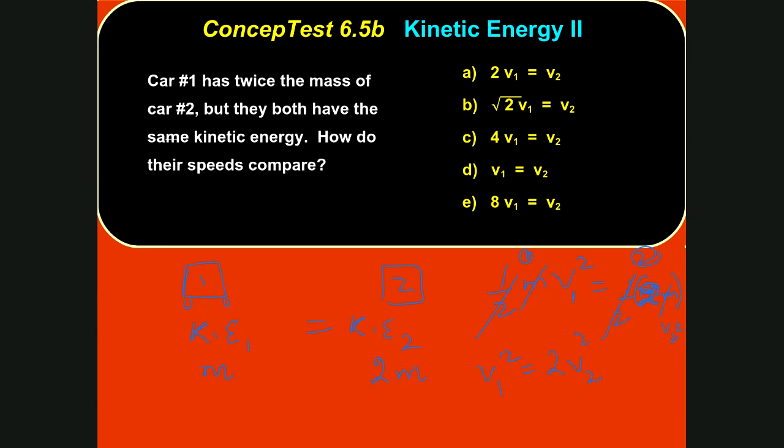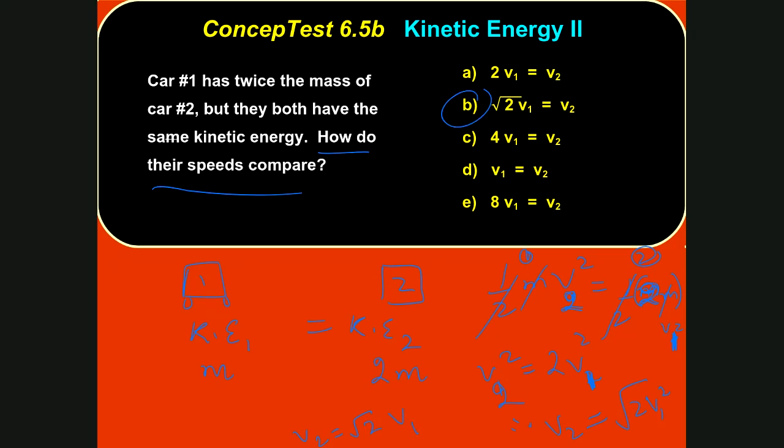So how do their speeds compare? If I have to rewrite this whole thing, how will you write this one? Or is it saying car 1 has twice the mass? Oh, I did it the other way around. So it is car 1 and this is car 2, and this is car 1. So v1 and v2. Therefore, v2 must be square root of 2 times v1 squared, which means v2 is equivalent to root 2 v1. That is option B.